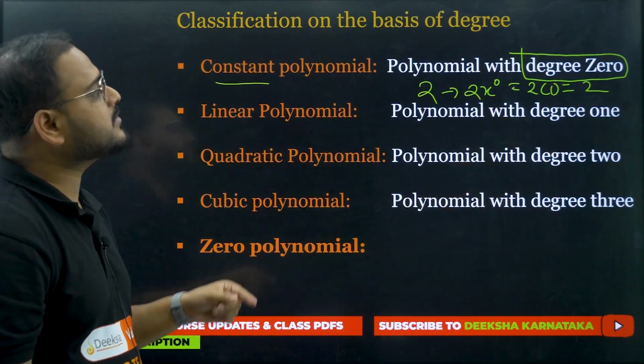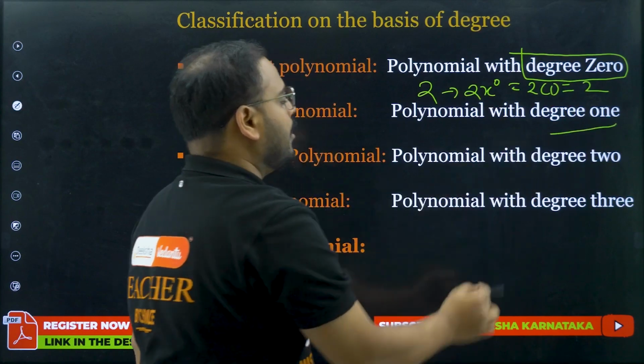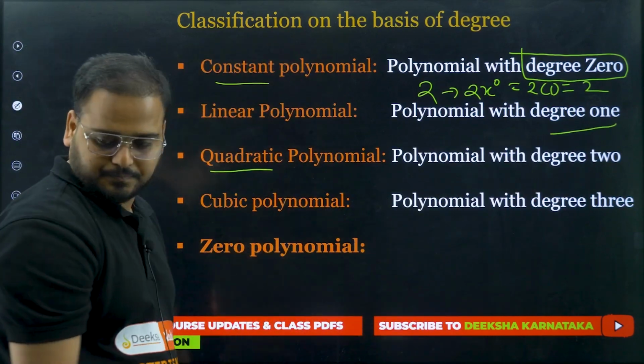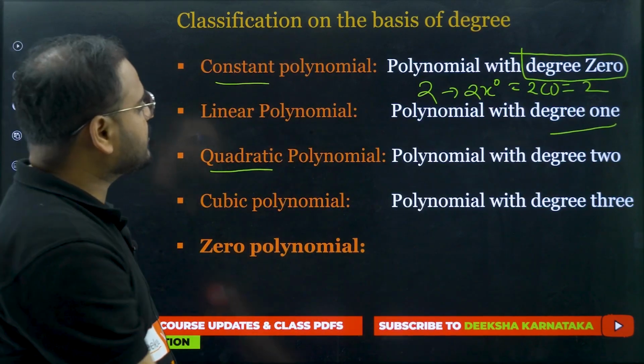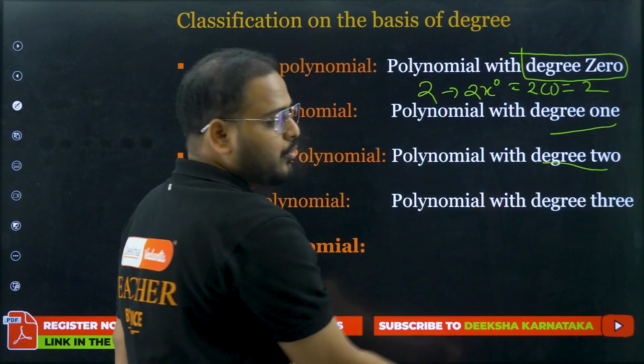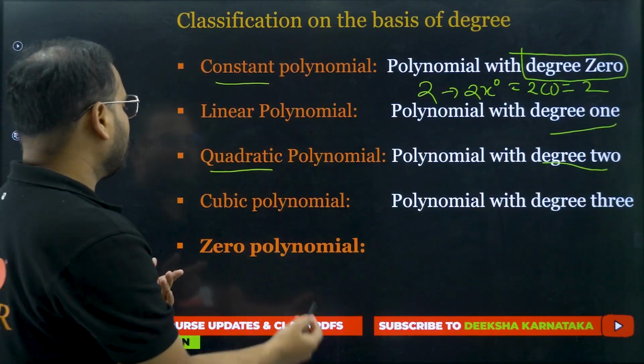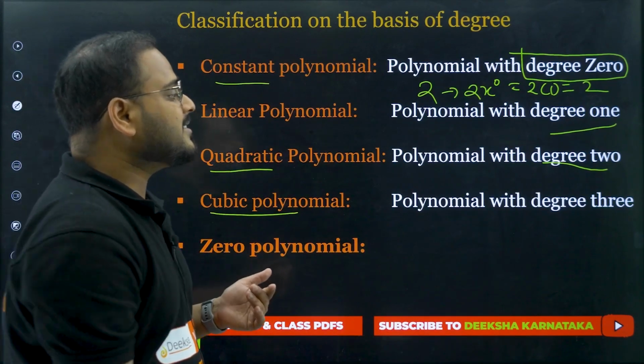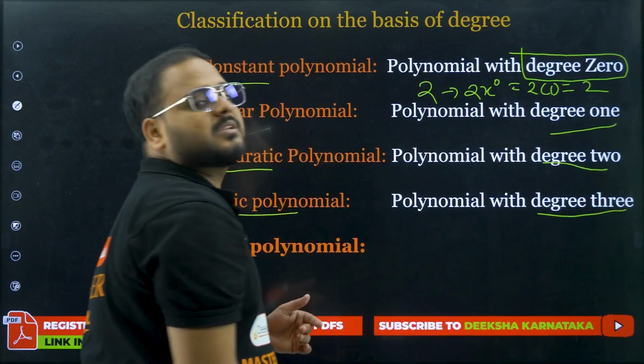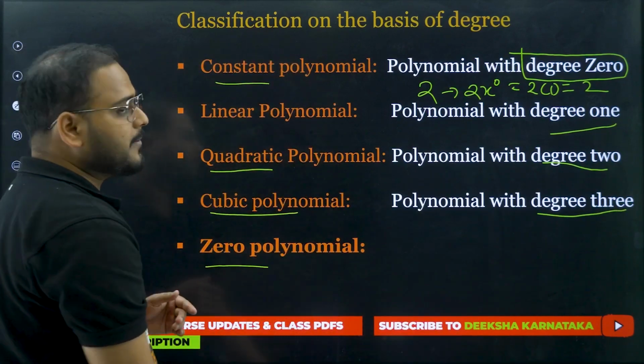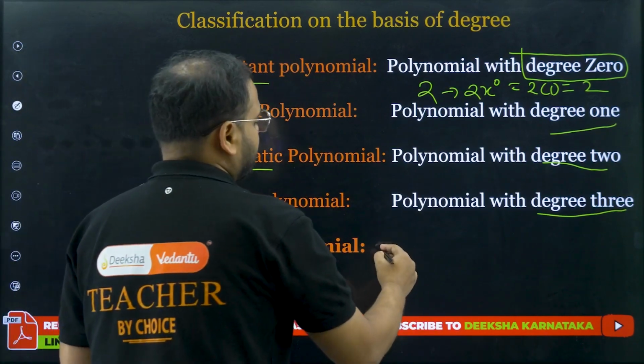Second one, linear polynomial: degree is 1. What about quadratic polynomial? The degree is 2, like x square, y square, p square. Cubic polynomial: degree is 3. I hope you understand this. What about the zero polynomial? What is the degree? Not defined. Very, very important.